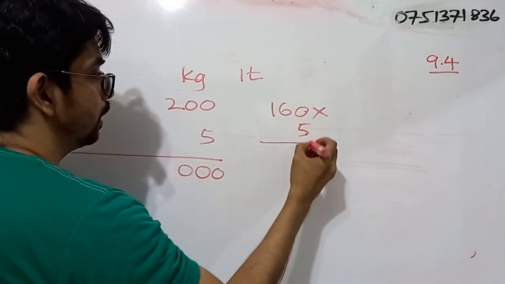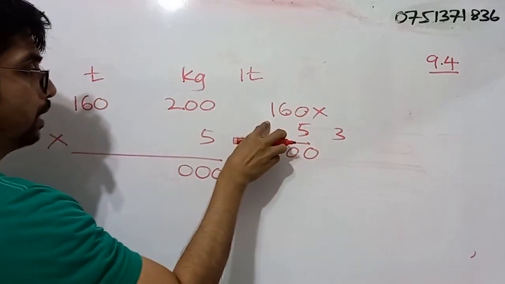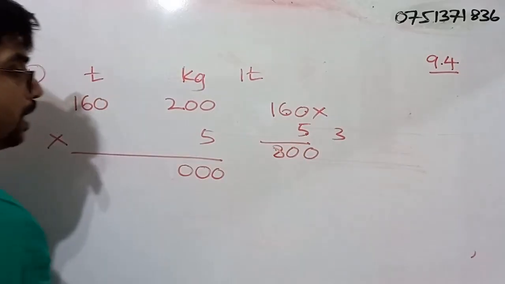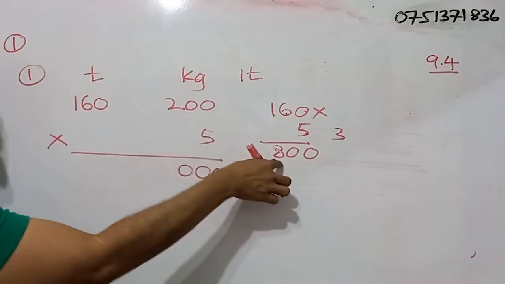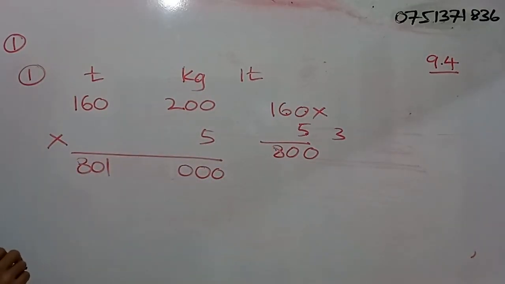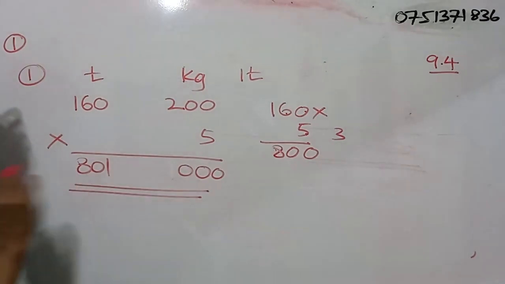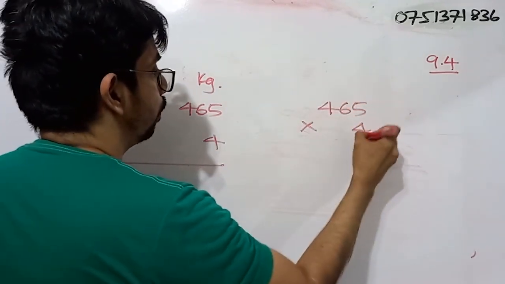5 times 0, that's a 0. 5 times 6, that is 30. So there's a 3. 5 times 1, that is 5. Add the 3, it becomes 8. So altogether 800. So for this we need to add 1. So 801. So what is the answer? 801 tons.